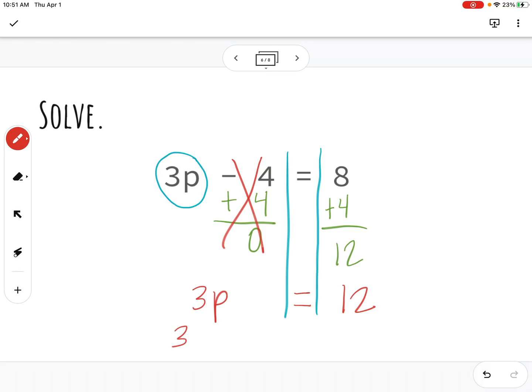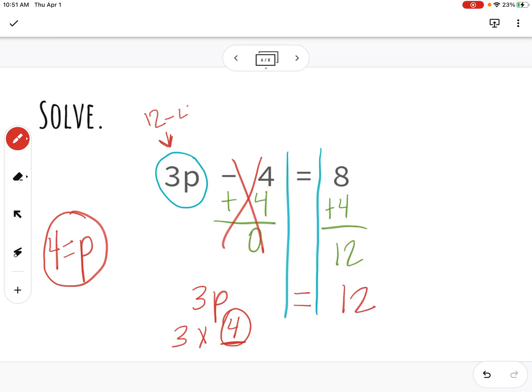Again, I realize that 3p really means 3 times a number equals 12. And I know that is 4. So my answer is p equals 4. Again, I can plug that in up here. 4 times 3 is 12. 12 minus 4 is indeed 8. I know it's correct. How did you do?